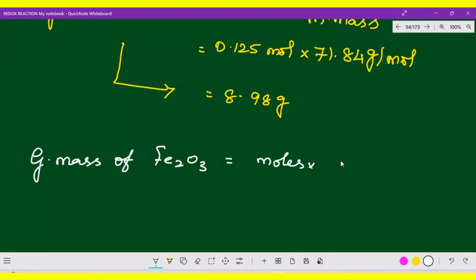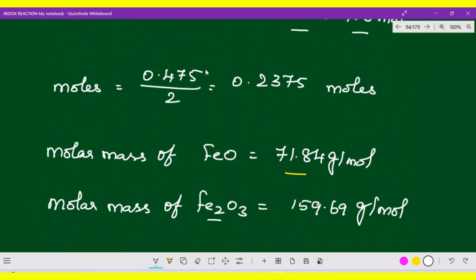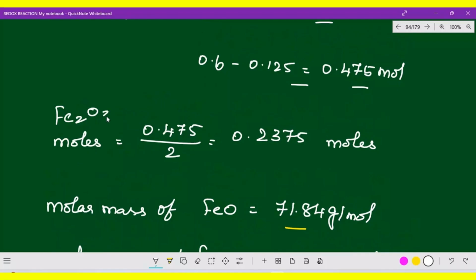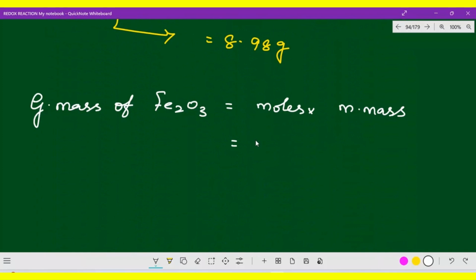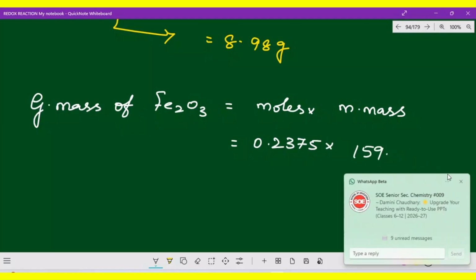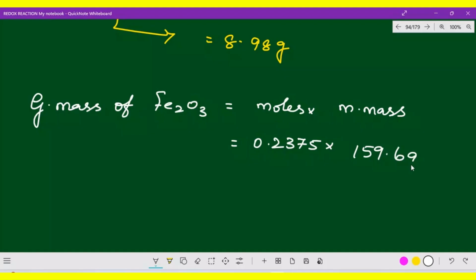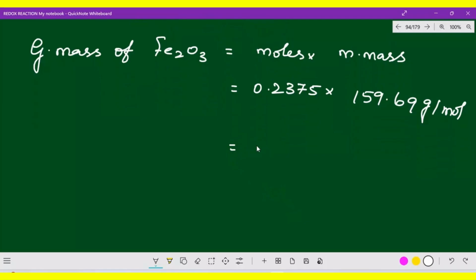Now the same way, given mass of Fe2O3, moles into molar mass. So how much here? Moles, actually, here 2 atoms are available, as I mentioned, in Fe2O3. For that reason we divided by 2, right? So here moles 0.2375 into molar mass 159.69 gram per mole. Right, now altogether how much will you be getting? You'll be getting 37.93 grams. So this is the given mass of Fe2O3.